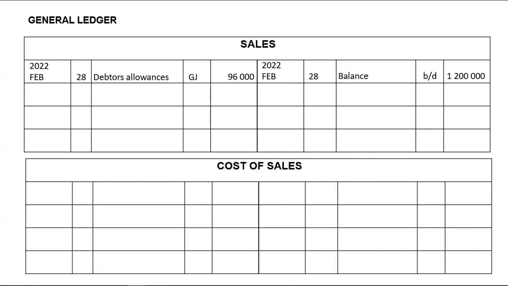The balancing figure will be taken to an account we call trading account. And the trading account balance will be 1,104,000, which is 1,200,000 minus 96,000. So we are going to close off our sales against trading account.